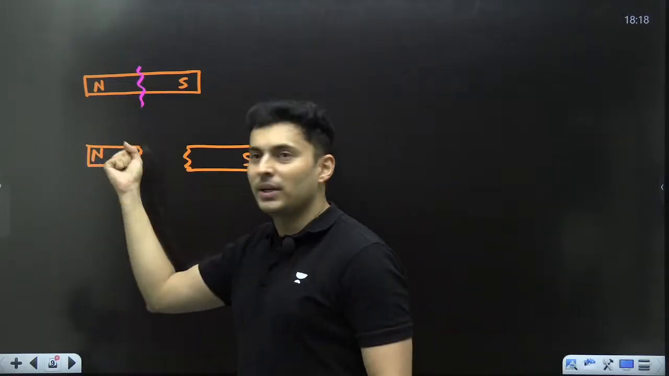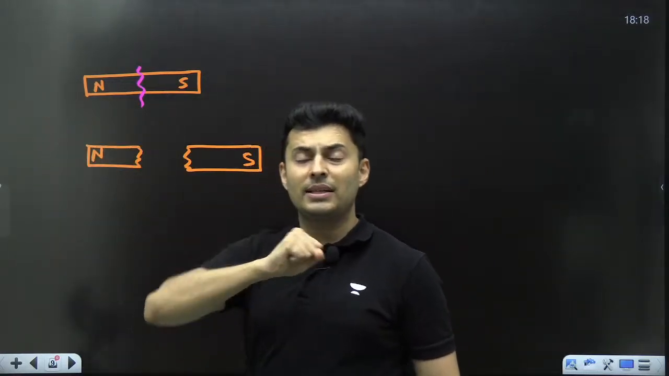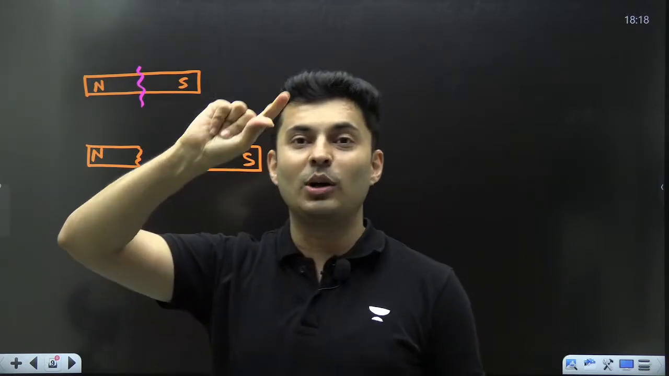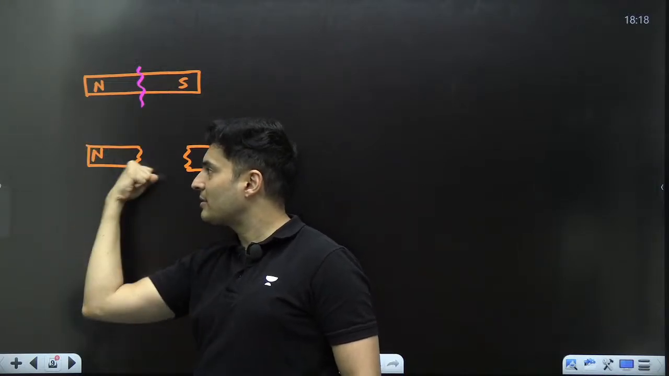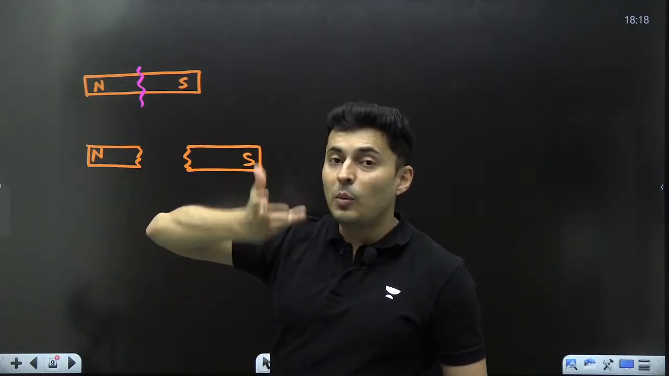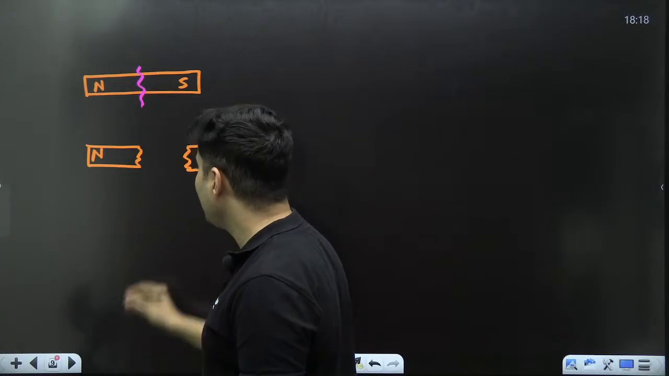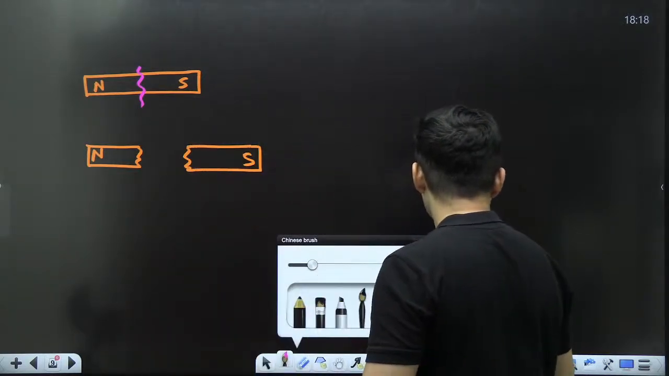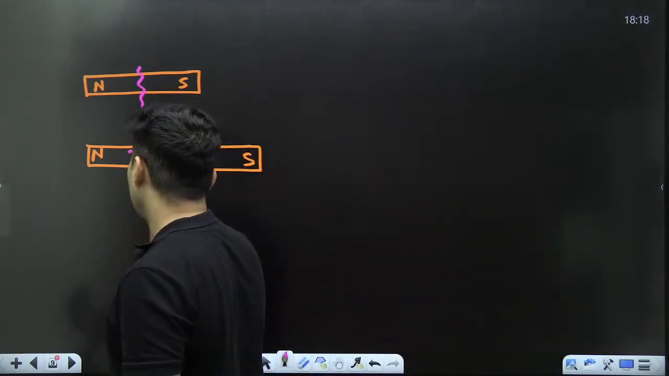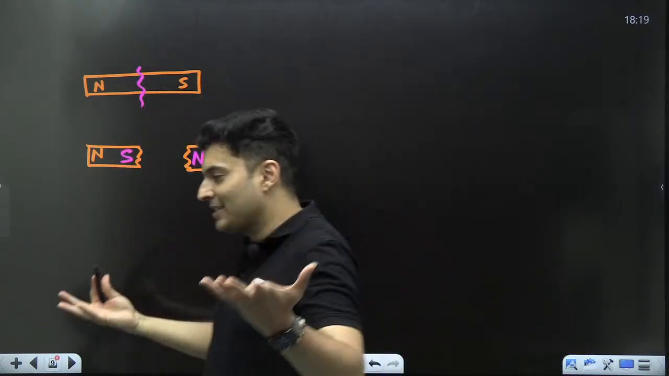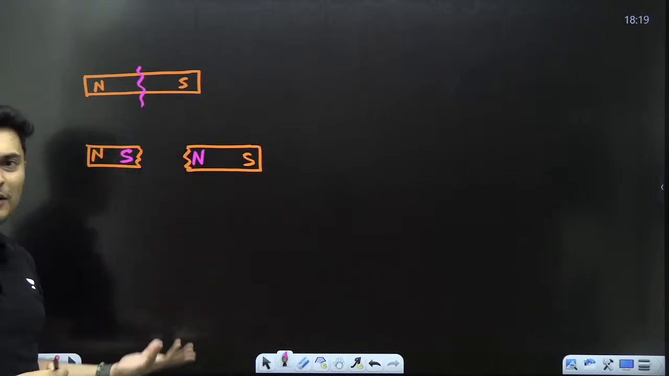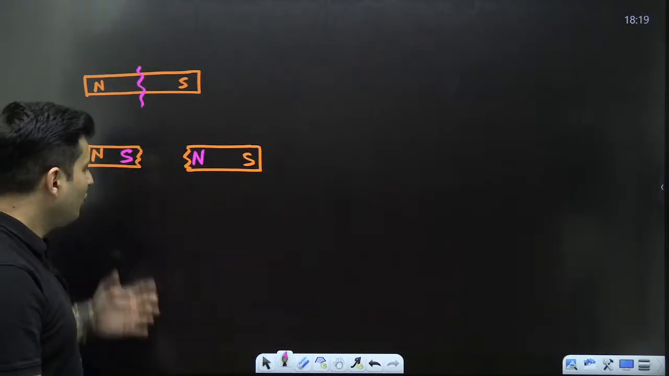No matter what you take, if you draw a closed surface anywhere, there should be equal amount of north and south. So if there is north here, if I just draw a surface only on this part, there will be equal amount of south pole. So you will instantly see that there is a south pole here actually, and this is a north pole. These are the new polarities created. Actually, it was there from before, just that you didn't see it.